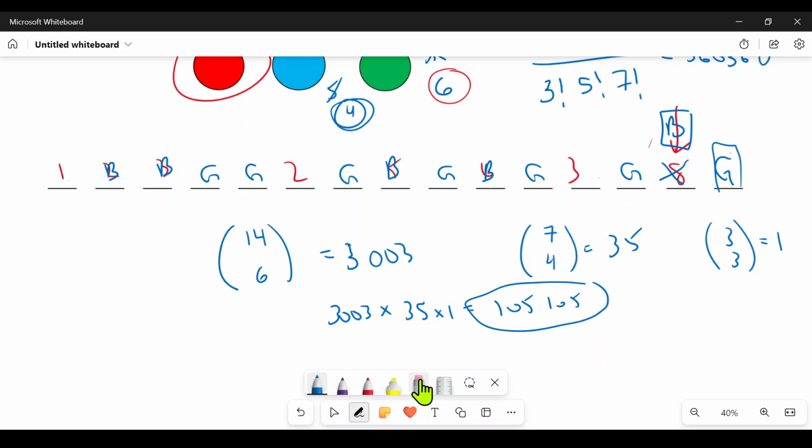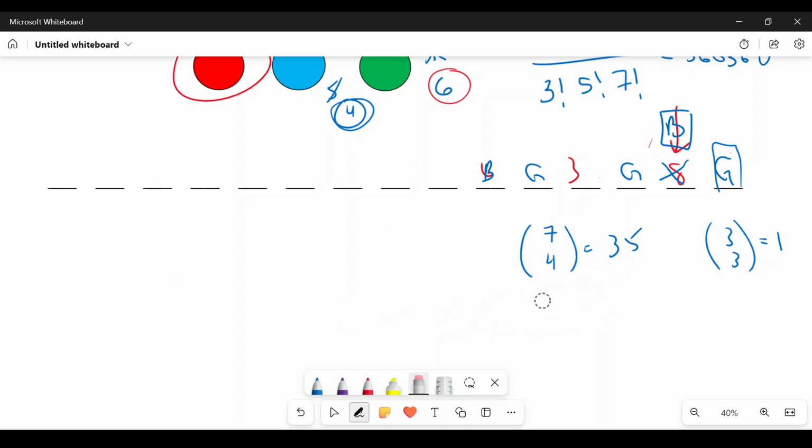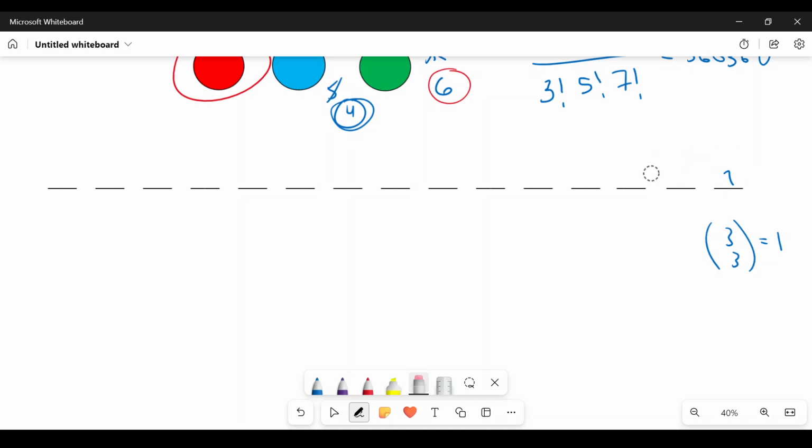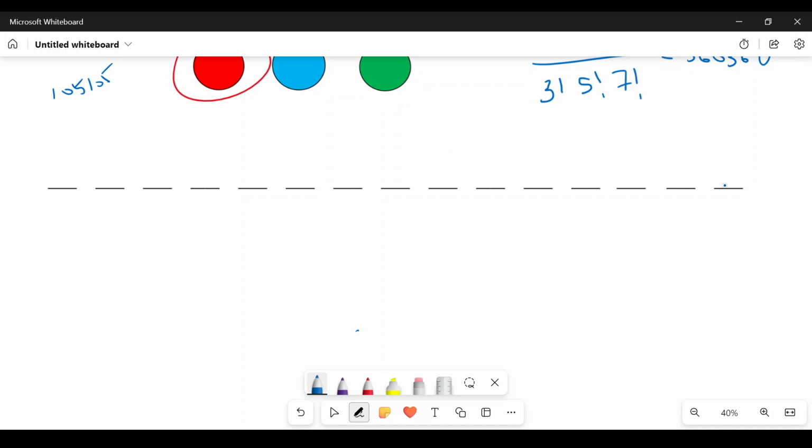So here we go. Let's see. I'm going to erase. You can pull back the video if you need to see that again. I don't need to recopy that for you. So again, I'm going to rethink this, and I'm going to copy the number that I had, 105,105. Okay, so now we are going to force a blue marble to be last. We definitely don't want it to be red.